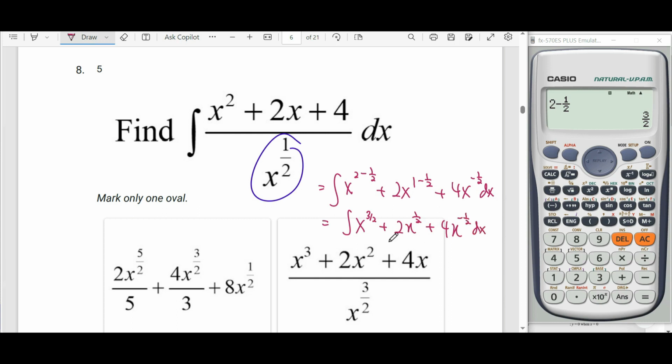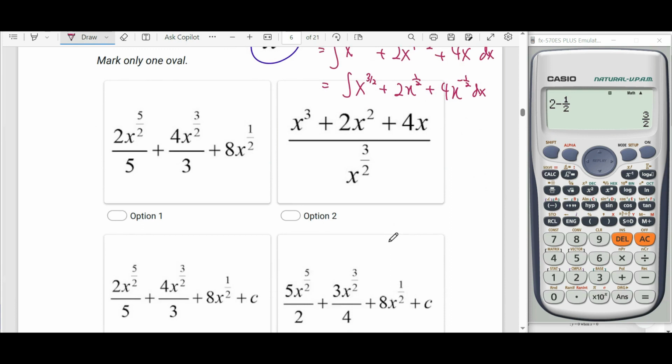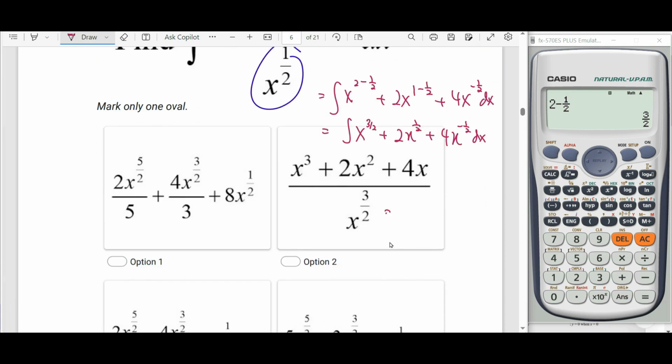When you want to integrate that, it will be power plus 1. So power plus 1 becomes 5 over 2, over 5. And then we flip the division into multiplication. Then again for this one, 2x, power plus 1, 3 over 2, over 3, times 2. And then plus 4, the x power plus 1, 1 over 2, divided by 1, then times 2, plus c. So don't forget your plus c.